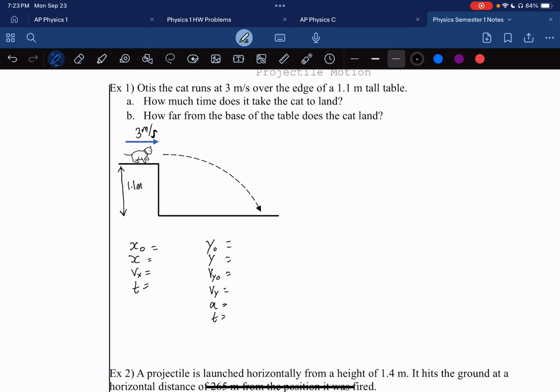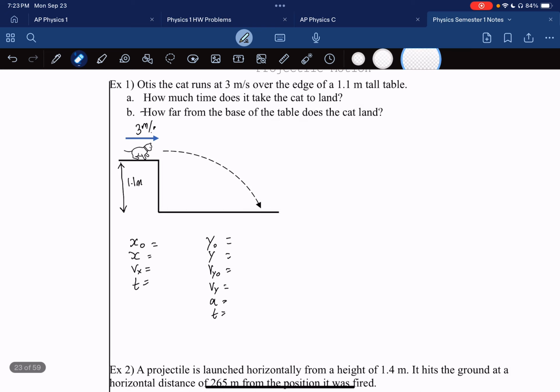I want you to imagine that the cat just runs straight off the table. The cat is not jumping up, not jumping down, but is running straight off. 3 meters per second. So that's important to note. They want to know how much time it takes for the cat to fall back onto the ground. So we want to figure out time.